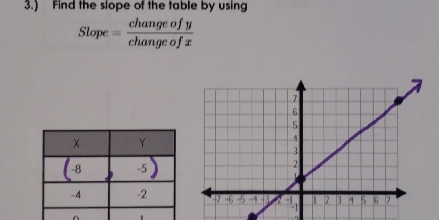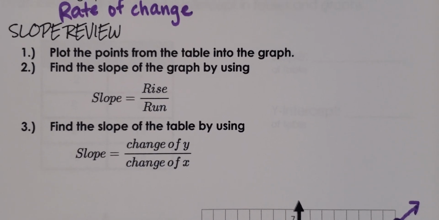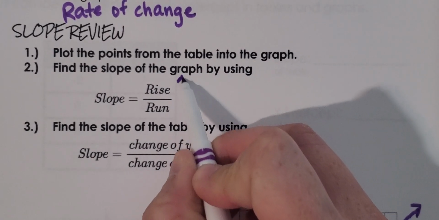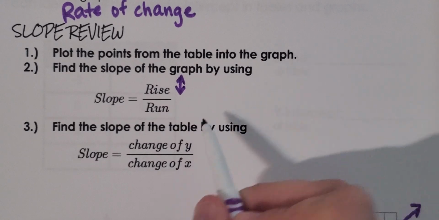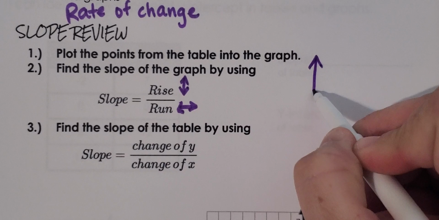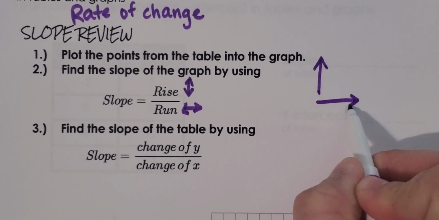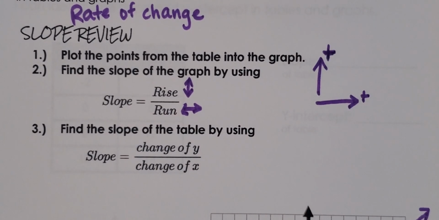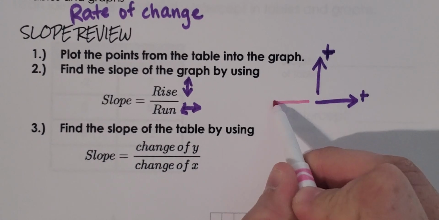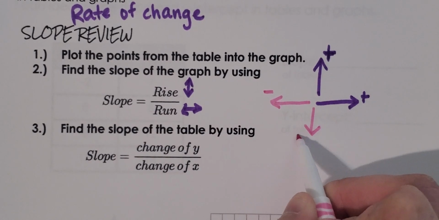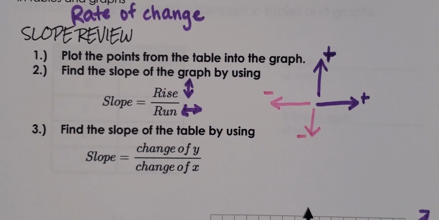So at the very top of the page, this is just a reminder, the slope of a graph is done by using the rise over the run. Remember that the rise is going up or down on a graph. The run is going left and right on a graph. So if I go up or if I go to the right, that means that is a positive movement, like I would be adding. If I go to the left or down on a graph, that means I'm subtracting or showing a negative movement.